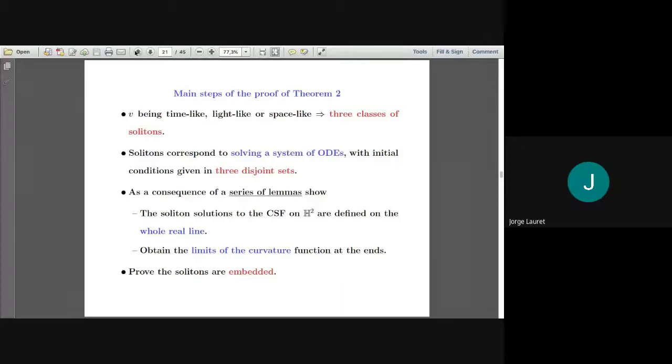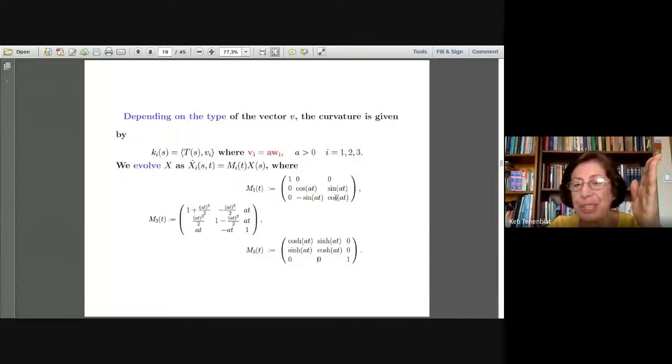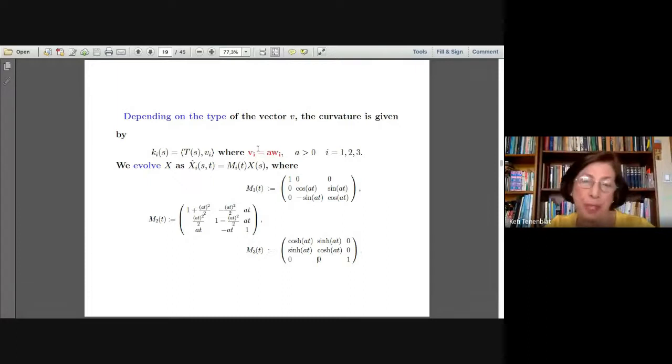Can you show please again the different types of isometries in the proof? Here. So are these isometries special in some sense? Yes, because this one, M1(t), is a rotation, and it preserves the direction of time-like vectors. While this one will preserve the direction of the light-like vectors, and this one will preserve the space-like vectors. I see. That's why there are three different ones according to the vector V that you start with. Perfect. Very nice. Okay. Thank you.